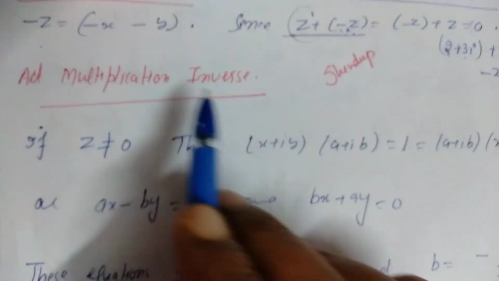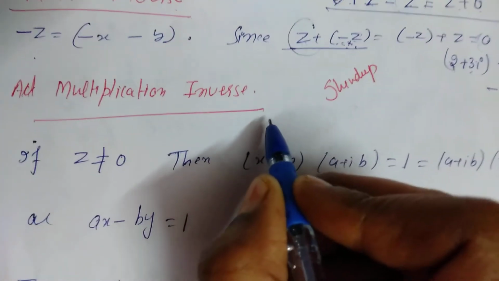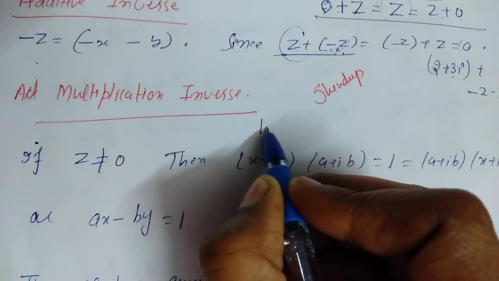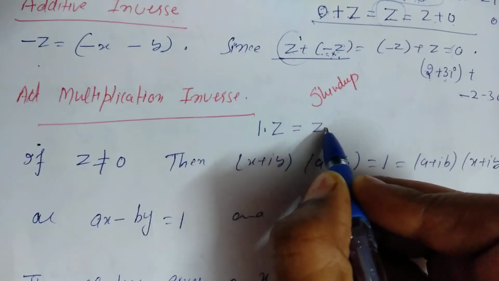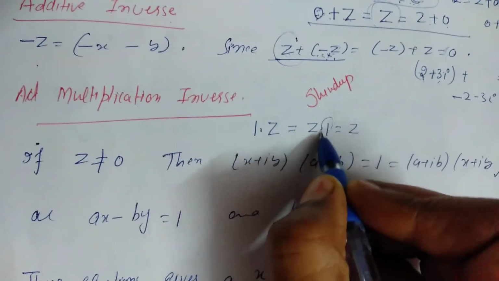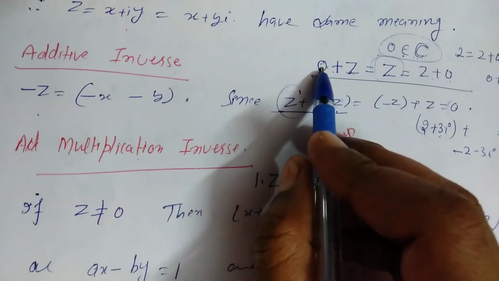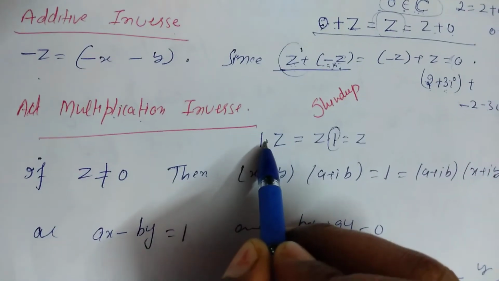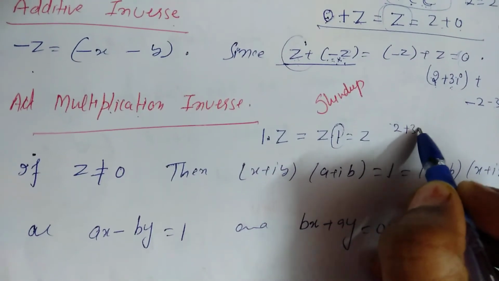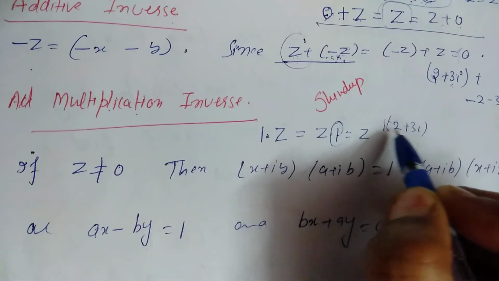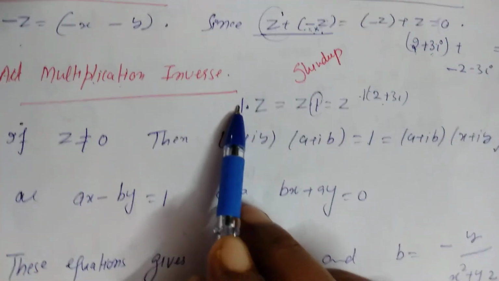So what is a multiplicative inverse? For the multiplicative inverse, first we should know what is a multiplicative identity. If we take any complex number and multiply that number by 1, then we get the same answer. This means 1 is the multiplicative identity. For addition, 0 is the identity, and for multiplication, 1 is the identity. We may again take an example of any number. Suppose we have taken 2 plus 3 iota. 2 plus 3 iota into 1 is the same number. So this number 1 is the multiplicative identity.